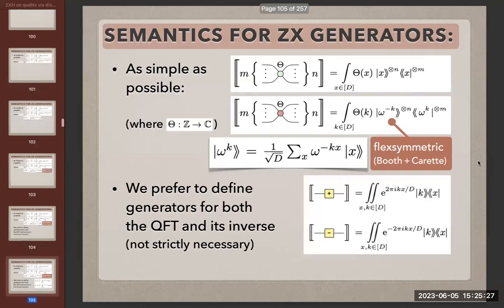We prefer to define generators for both the Q of T and its inverse. Just these two operators. You can see that they just differ by a minus sign in the exponent. We've chosen to denote them by a plus in the box and a minus in the box. Just as simple as that.